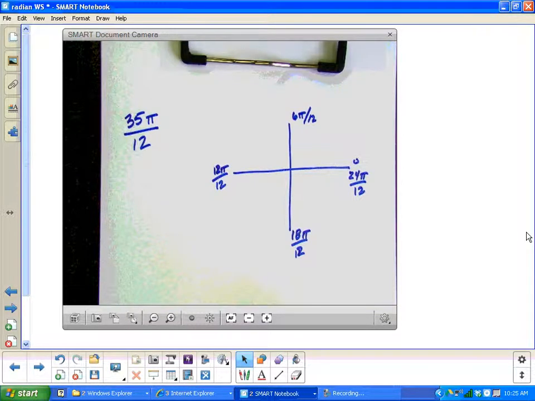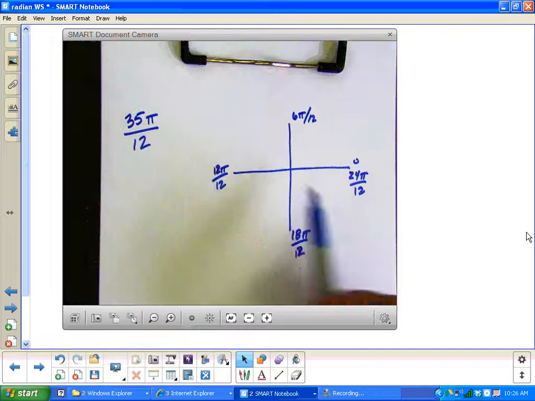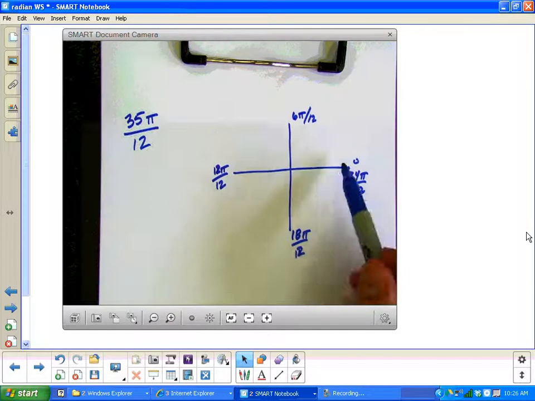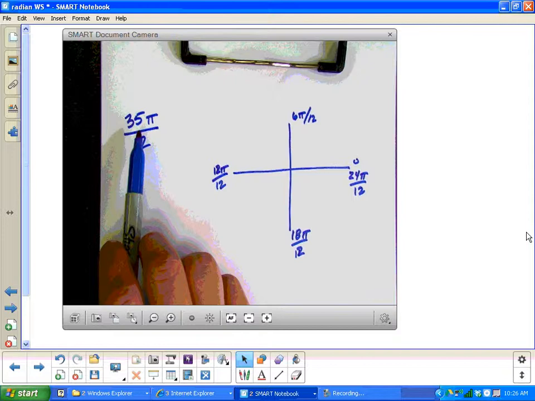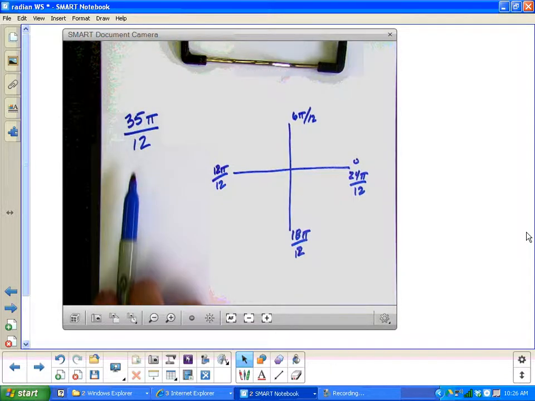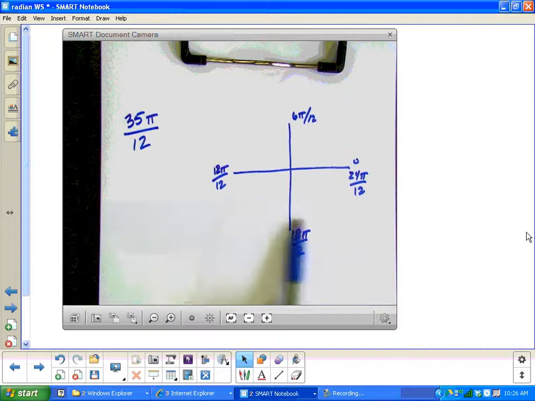Now, we're not going to subtract 360 because 360 is in terms of degrees. So what is radians in terms of 360? 2 pi. And what, 360 is all the way around, isn't it? What's all the way around in radians? 2 pi. So what I need to do is subtract 2 pi, however many times that I need, to get it in between 0 and 24 pi over 12.